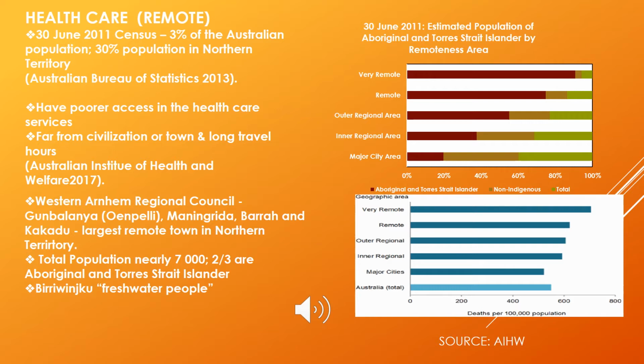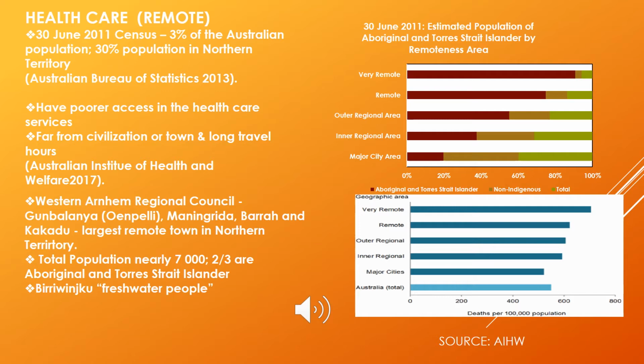A remote area is considered a far-flung area wherein there is poorer access to healthcare services because the health facilities are usually located in the town of the community. It is also far from civilization or town and requires long travel hours, wherein transportation is very seldom and quite not accessible for individuals.